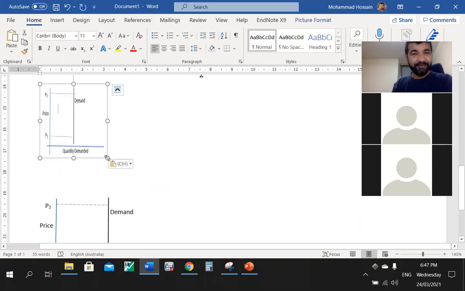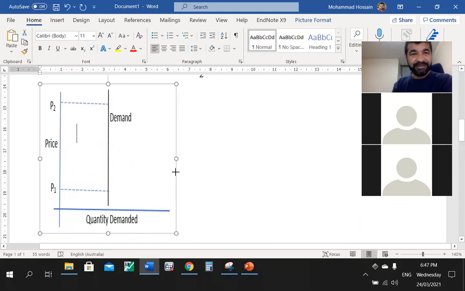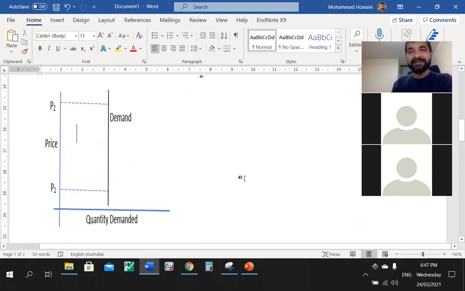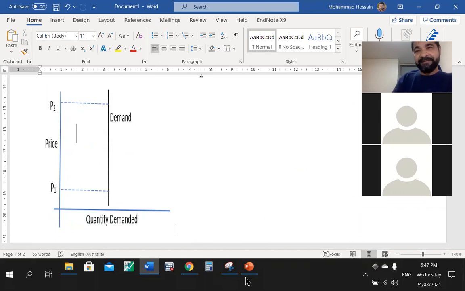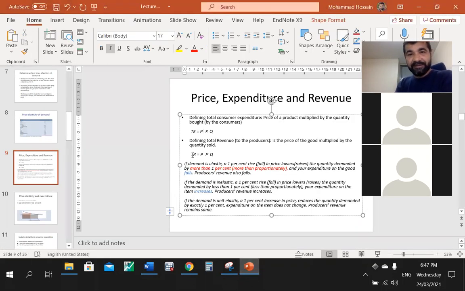This one, for example. Which one is this? Perfectly inelastic. What about the price you increase? Quantity remains the same. So if that's the case, then according to our slides, price increases, quantity remains the same, revenue will increase, right?